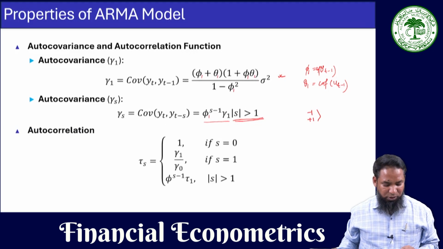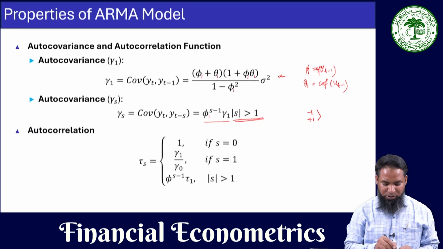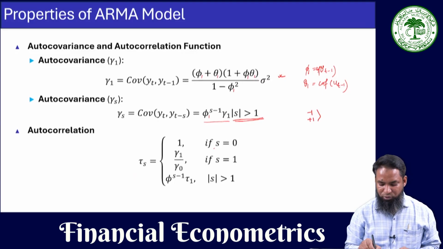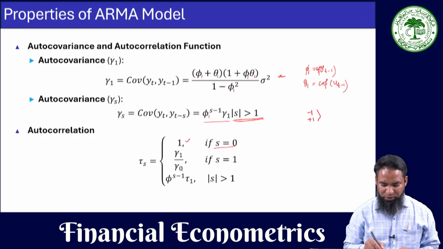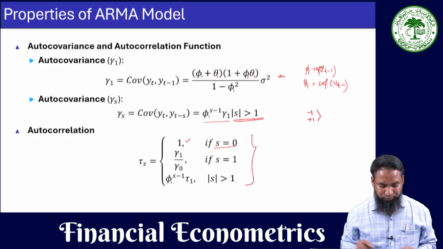Now what is the autocorrelation? The autocorrelation structure will be like this. When s is equal to 0, we have 1. When s is equal to 1, then tau 1 is gamma 1 upon gamma 0, and similarly for s more than 1 we will have phi 1 to the power s minus 1 into tau 1. So this will be the structure of the autocorrelation function.